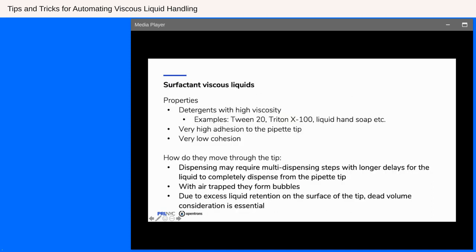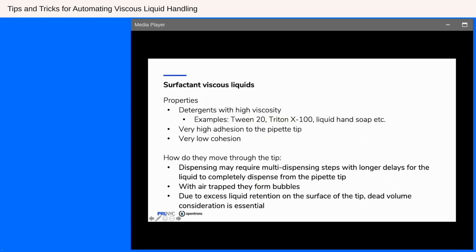Now let's take a look at the surfactant viscous liquids. The basic property of surfactant viscous liquids is they are surfactants or detergents, with very poor surface tension, and they don't have any adhesion to itself or very poor adhesion to itself, but they have very high adhesion to the labware which you're using. They behave a little similar to the volatile liquids which we saw earlier, and the examples would be Tween buffer or Triton X, which are commonly used in our protocols. And the world famous example would be liquid hand soap.